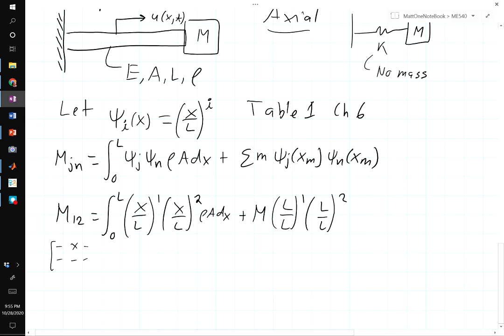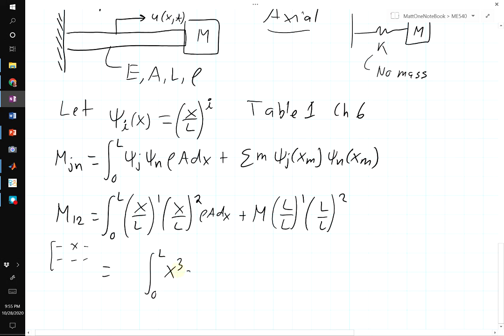Right, and this integral we can evaluate. We can simplify it as the integral from 0 to L of x cubed over L cubed. And if the density and the area are constants, we can actually pull all of those terms out.